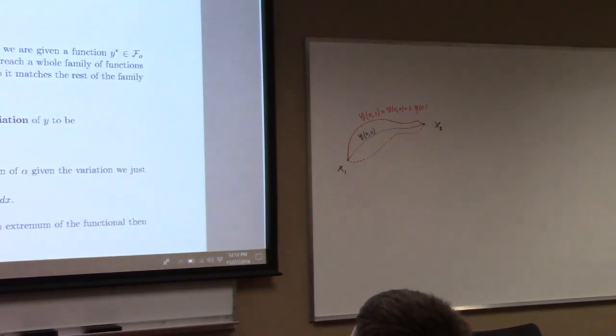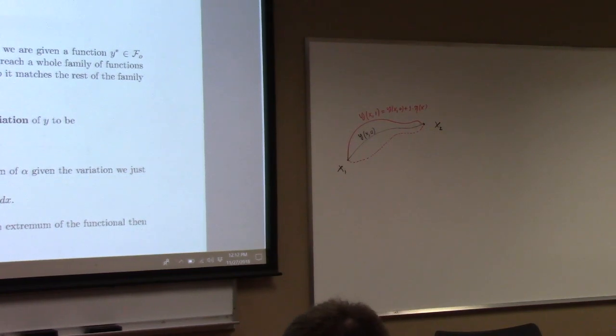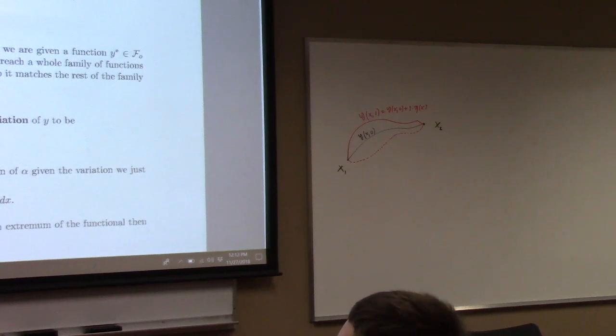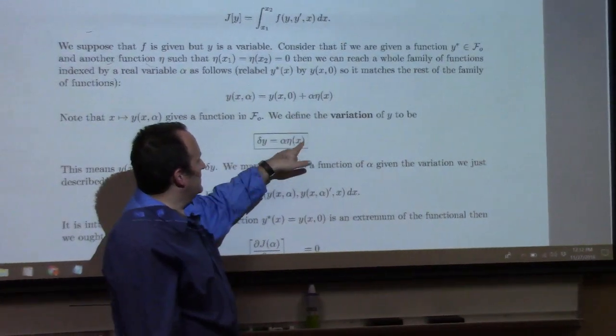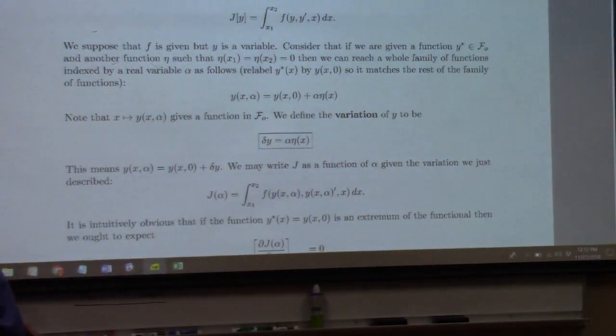So given a function, we can talk about the variation of the function by adding this little eta, which goes to 0 at the endpoints. And so we define the variation of y to be this delta y. It's equal to alpha eta of x. This is the variation in the proposed solution.